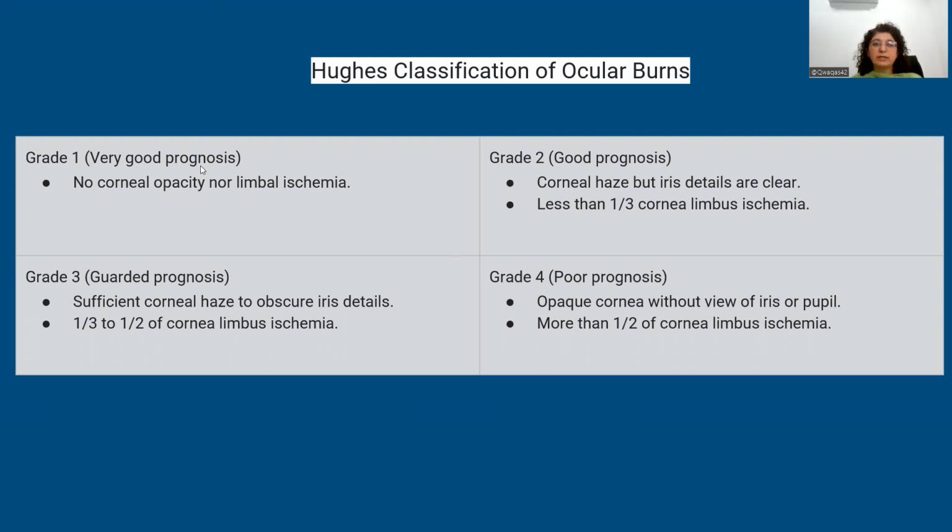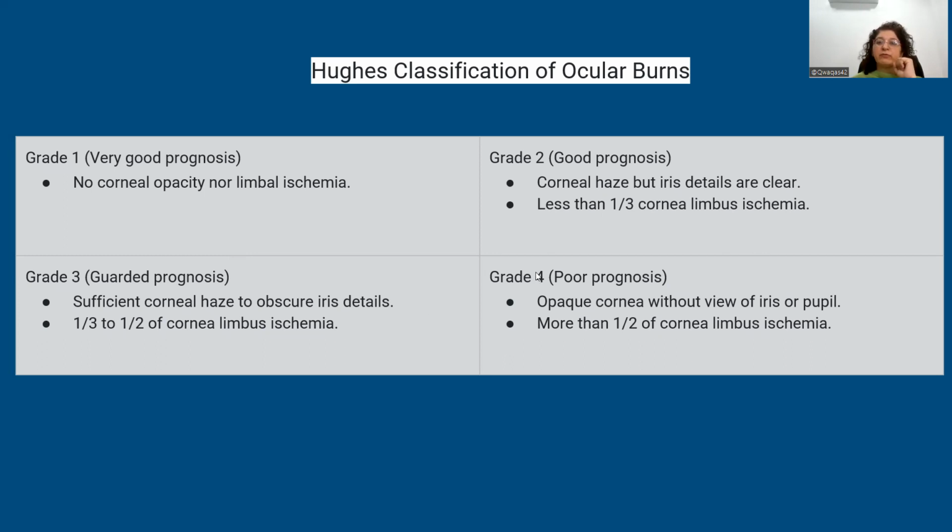Grade 1 indicates very good prognosis. There's no corneal opacity or limbal ischemia. Grade 2, again, good prognosis. Usually there's some corneal haze, but iris details are clear. Less than 1/3 of the corneal limbus has undergone ischemia. Grade 3 is guarded visual prognosis. There's sufficient corneal haze to obscure iris details. Approximately 1/3 to half of the corneal limbus has become ischemic.